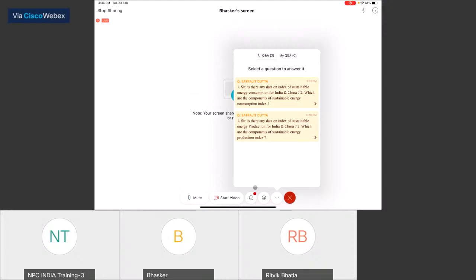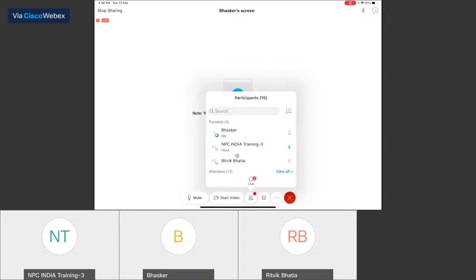So there was one question in the chat. I'm going to read that out. It is not in the Q&A section. The question said, how is earthing necessary for energy conservation?